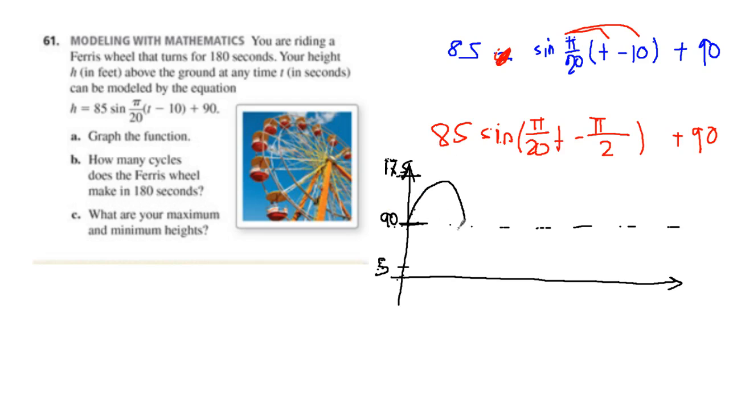So we have this function. We shift it right. It'll look something like this new function, right? So this is actually negative cosine of pi over 20 t. It's just negative cosine pi over 20 t. No pi over 2.